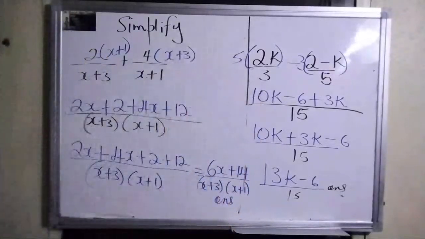Alright. So it's the same LCM we're using. 6x plus 14 divided by x plus 3 and x plus 1. I think we get the same thing. Alright, well done, well done.